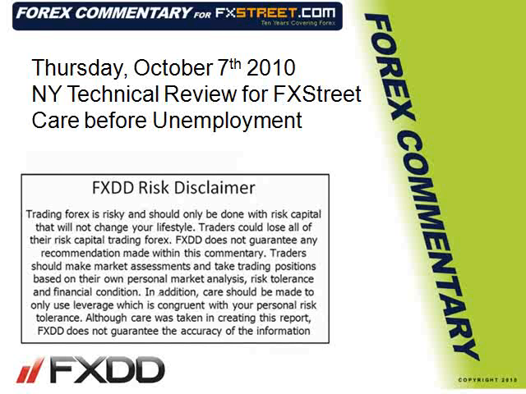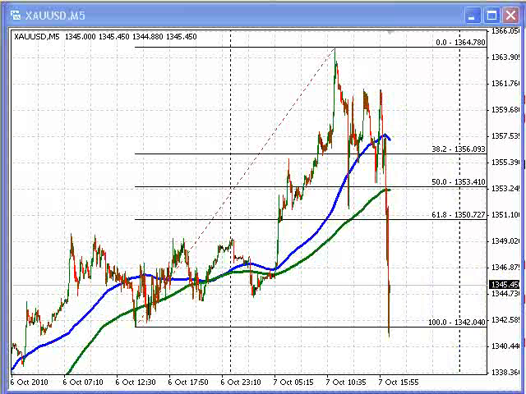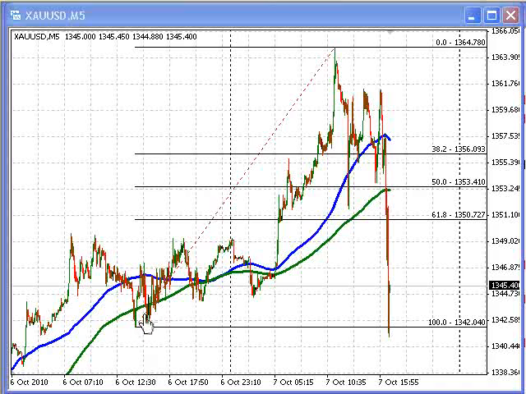It'll be a New York technical review of the market, and we are seeing some care in the US dollar before the key release tomorrow. Why all the care? Well, let's start off by taking a look at gold. Gold surged to the upside once again here today.